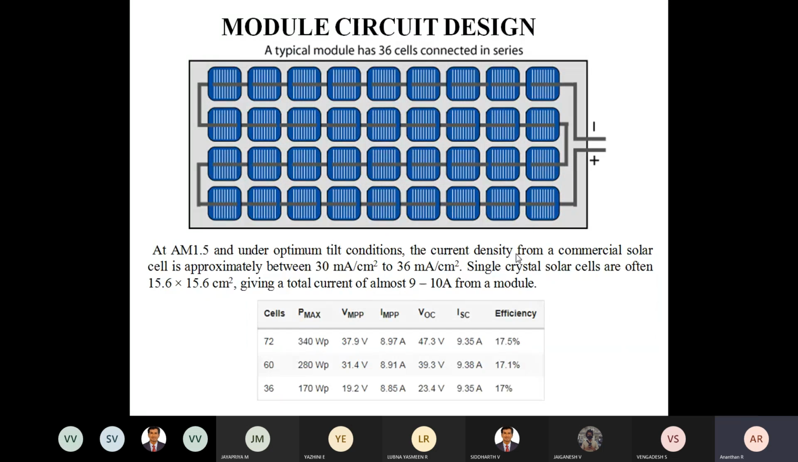Okay, so we will discuss the economic aspects of different solar cells. Does anyone have any doubts?